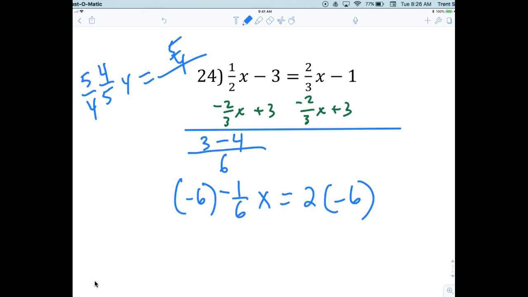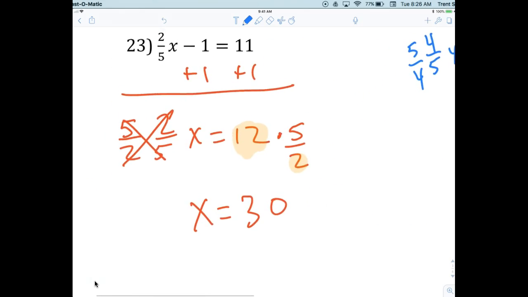Let's look at 23. Same process, right? Multiply by the reciprocal. You with me now? You sure you're okay with that? So the reciprocal of 2/5. I got 63 over 2. You accidentally wrote down a 2 instead of a 3. True? All right. Minor mistake.